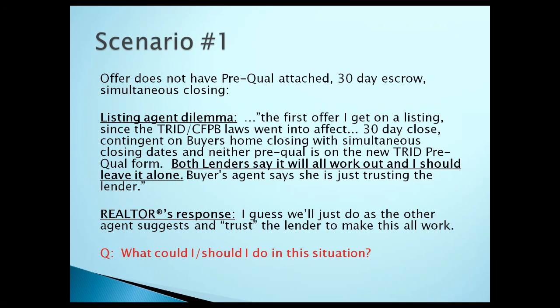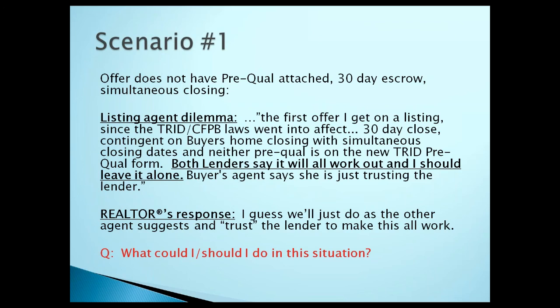So the listing agent dilemma. The first offer I get on a listing since the TRID CFPB laws went into effect: a 30-day close, contingent on the buyer's home closing, with simultaneous closing dates. And neither pre-qual is on the new TRID pre-qual form. Both lenders say it'll work out and just leave it alone.